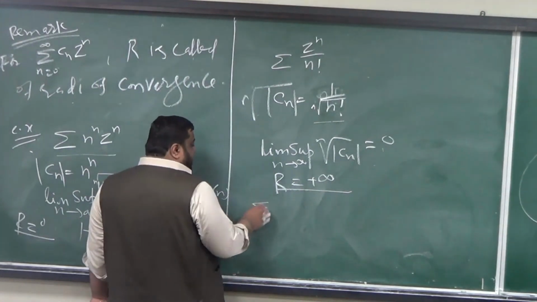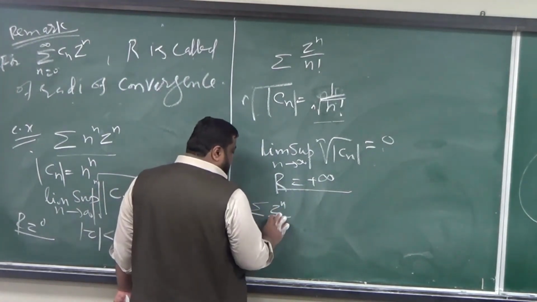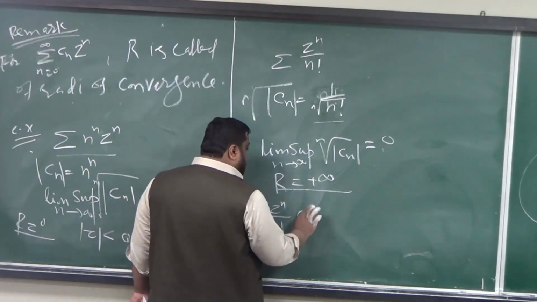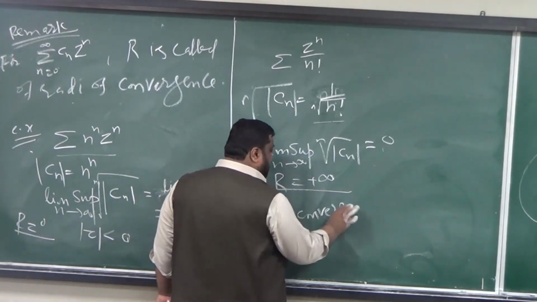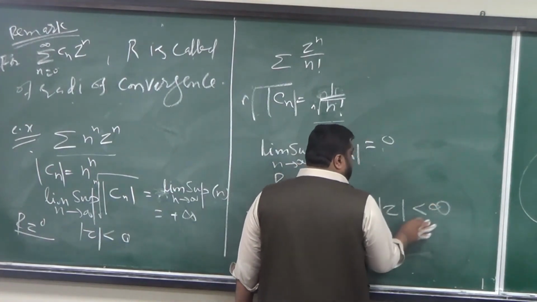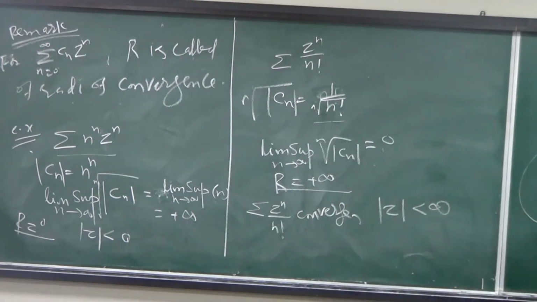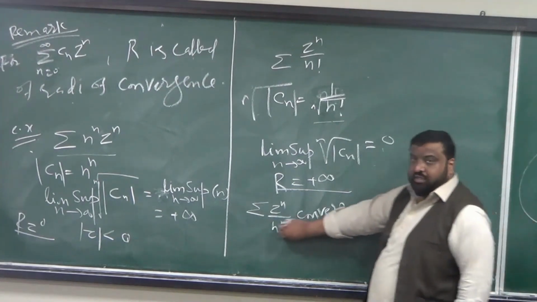We are going to say that this series z raised to n over n factorial converges for all those complex numbers for which the magnitude is finite. And all complex numbers have finite magnitude. So in other words, this converges always.